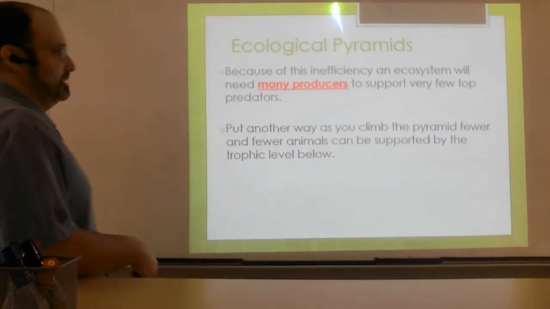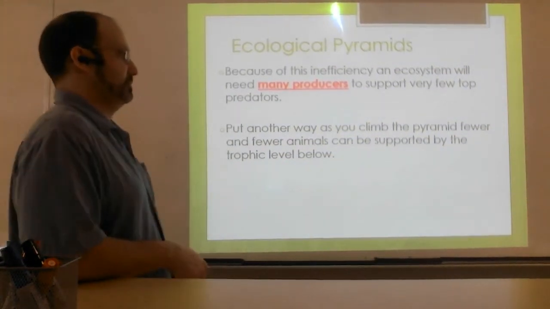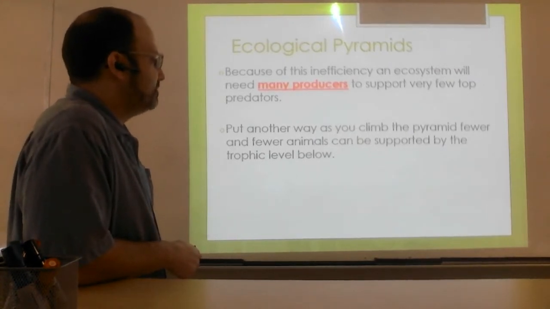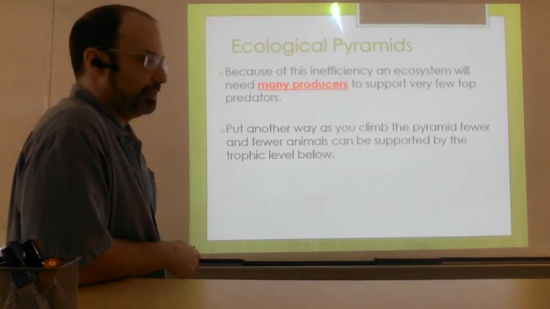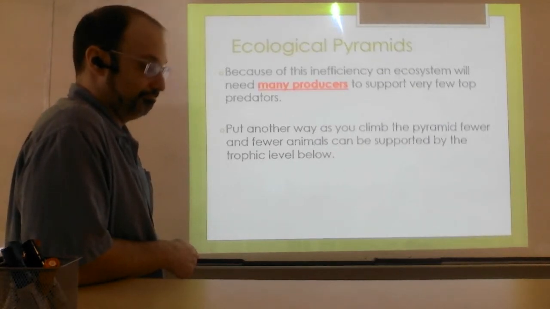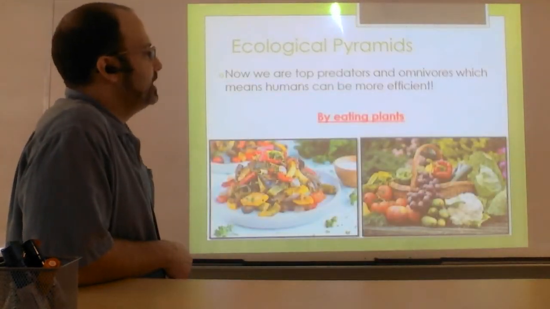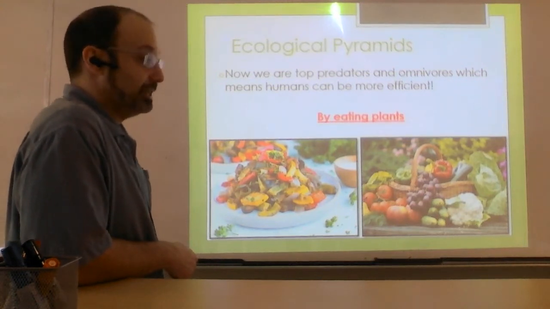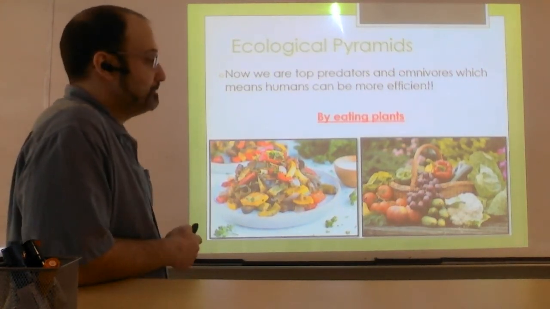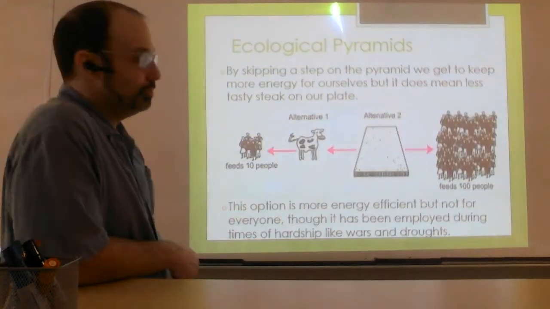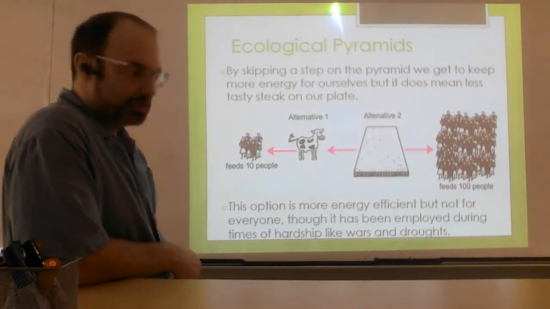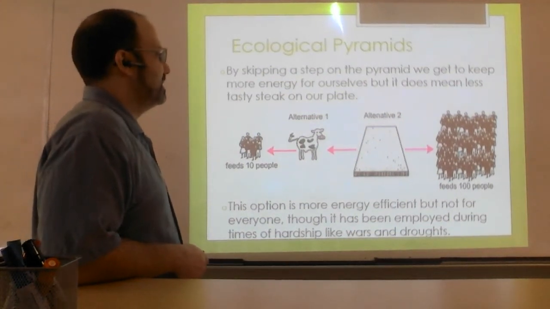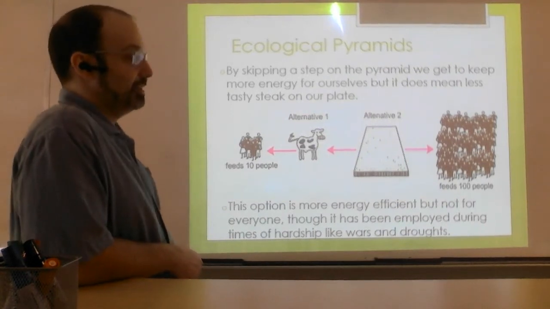Because of this inefficiency, an ecosystem will need many producers to support a few top predators. Put another way, as you climb the pyramid, fewer and fewer animals can be supported by the trophic levels below. Now, we are top predators and omnivores, which means humans can be more efficient by eating plants. You see, if we skip a step or two, we make things a little bit easier. By skipping a step on the pyramid, we get to keep more of the energy for ourselves, but it does mean less tasty steak on our plate.